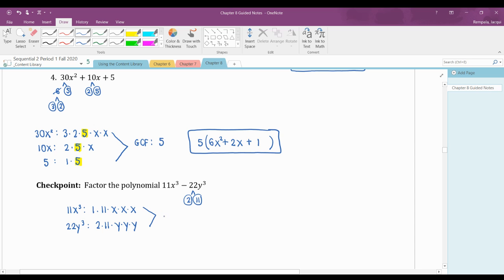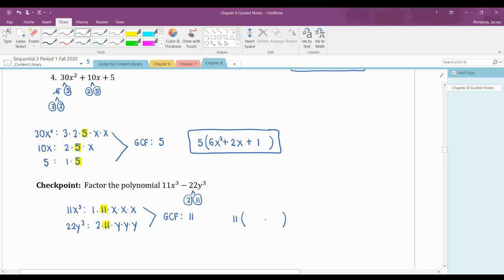So I'm looking for a GCF. What do those have in common? Well, there's a 1 on the top, but I don't see a 1 on the bottom. I see an 11 on both the top and the bottom. Because I only see it once in both of those rows, I write it 1 time. All of the variables on the top are x's. All the variables on the bottom are a y. So there's nothing else in common. 11 is the GCF.